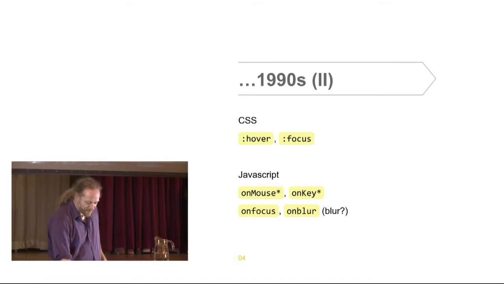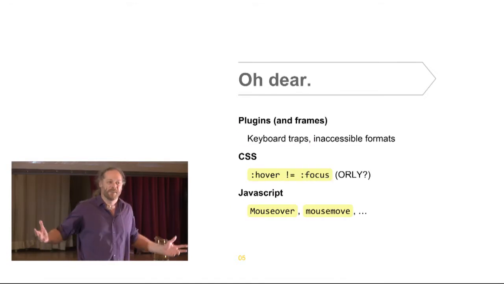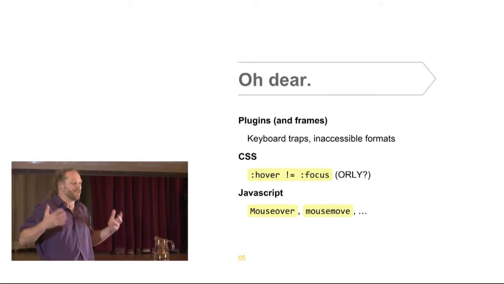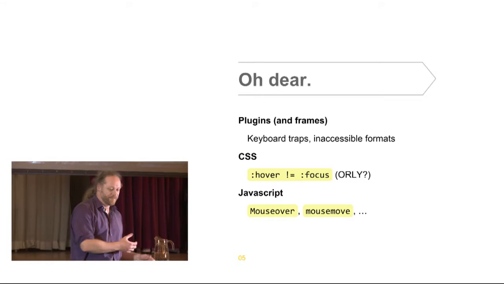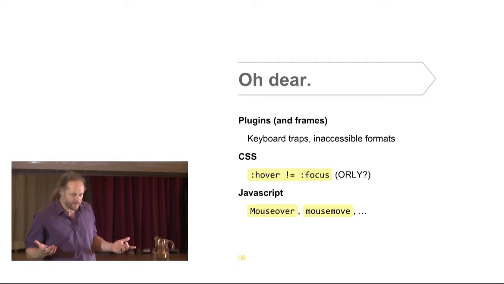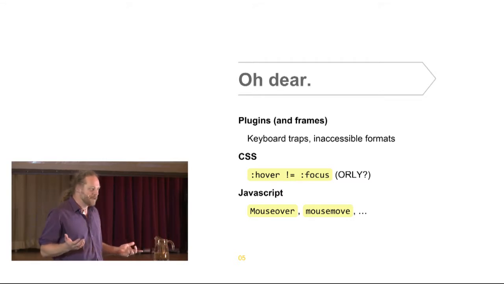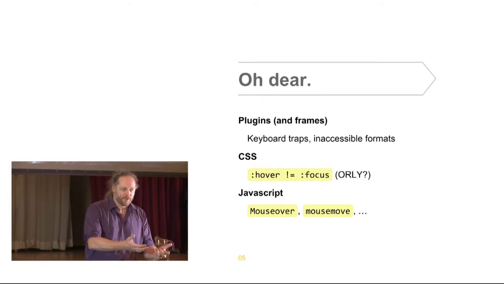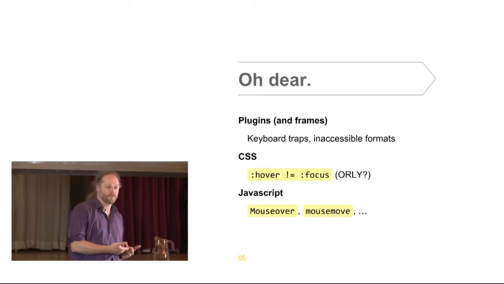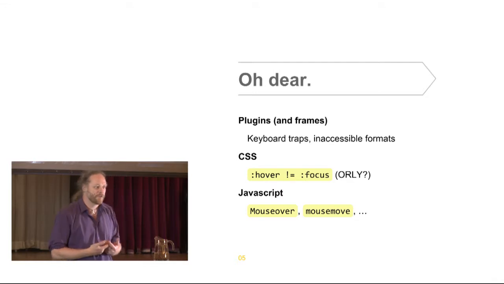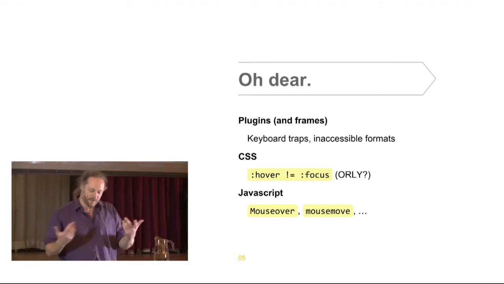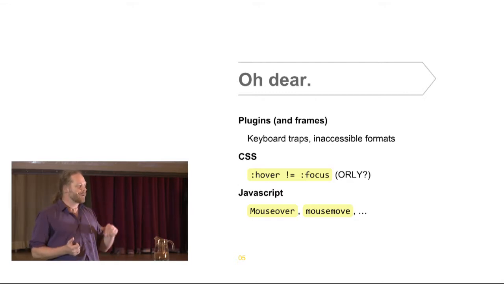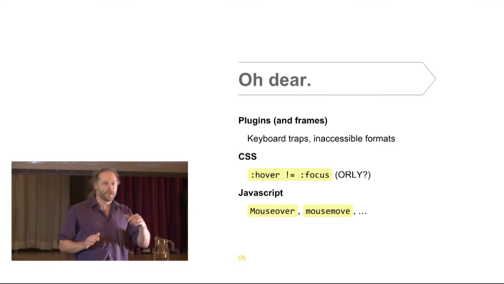What's the problem? Well, lots of things started going wrong. All of a sudden, you could have very interactive pages for some people. So, plugins. The two big problems with plugins were, first, all the formats were inaccessible. There was no way you could deal with them if you needed a screen reader to read Flash or whatever it was. And the other problem was, far worse, actually, they were keyboard traps.